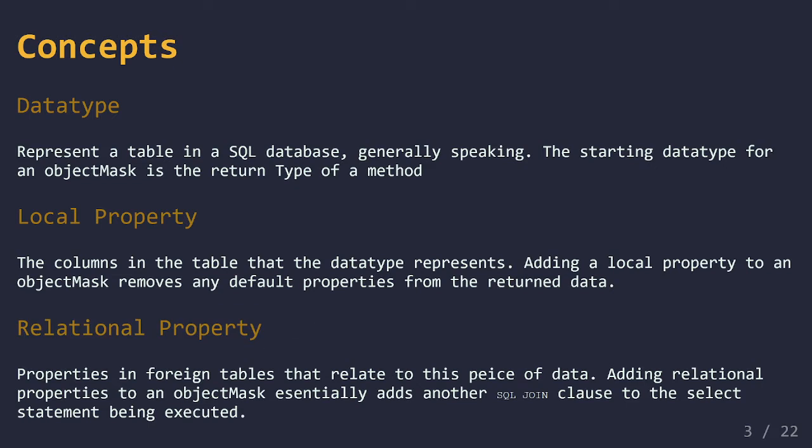Relational properties. These are going to be properties that exist in foreign tables that relate to this piece of data. When you add a relational property, think of it as adding a join clause to the SQL select statement that's being executed when you get this data back. And so adding a lot of relational properties can make your SQL query take a long time to resolve. So that's one thing to think about when you're adding properties to an object mask. How many relational properties are you adding? How many different relationships are you pulling in?